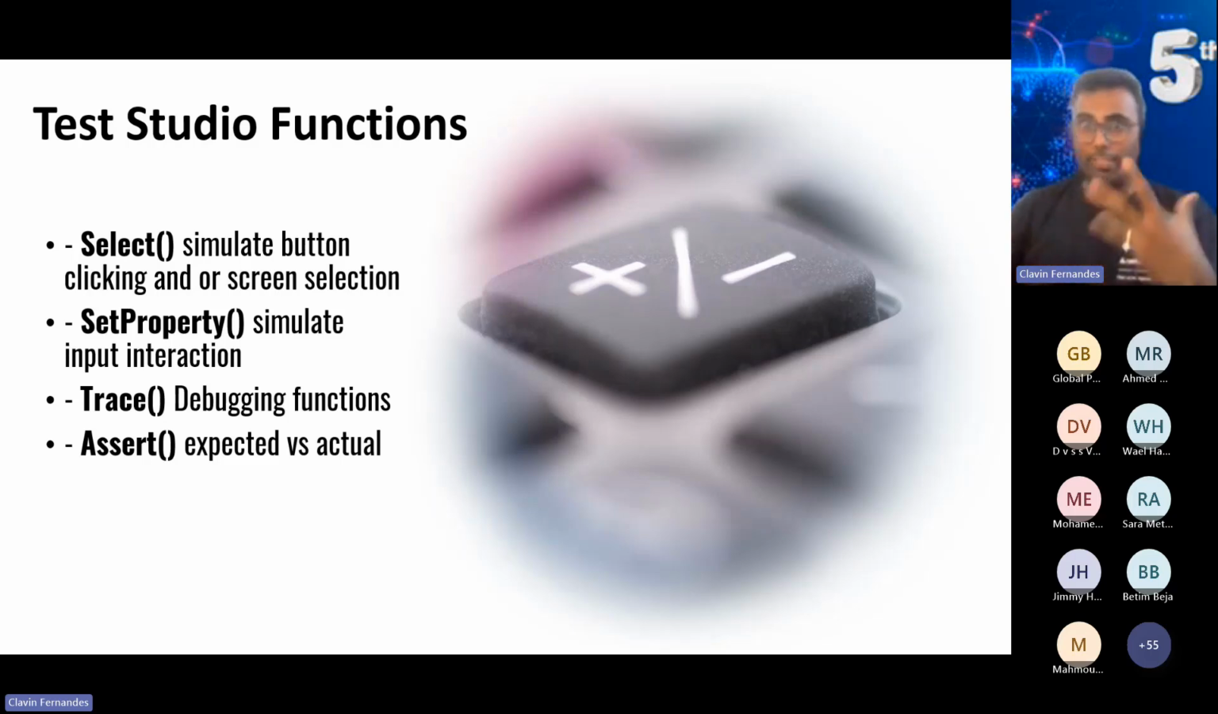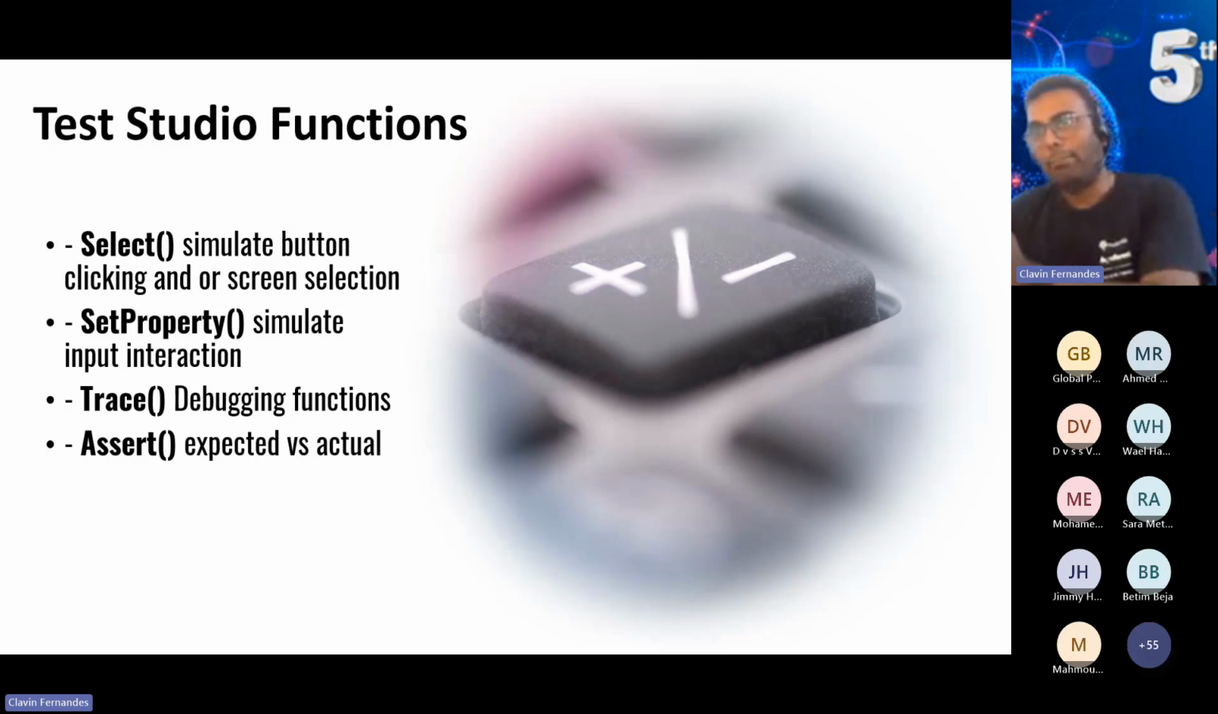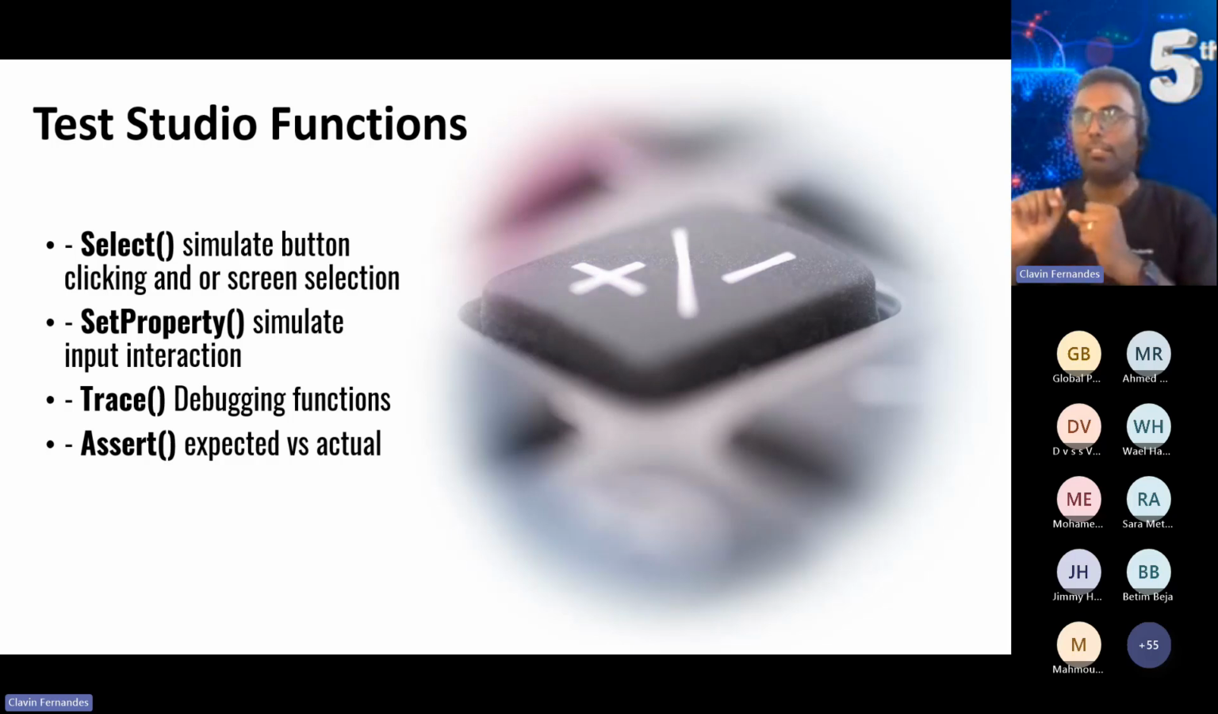When it comes to trace, trace is also very important. It is used for debugging. And set property is also one of the important things. For example, you can set a property of a label. Select can help you click on a button or simulate a click event, right? So all of these functions are really important.